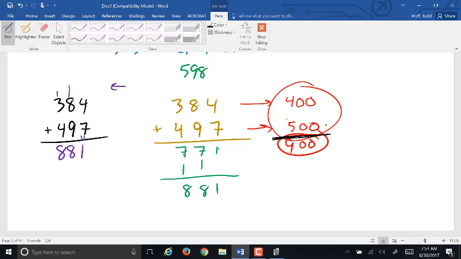Yes, sir. Yeah. Always double check it. If nothing else, work it backwards and see if you get back to where you started.